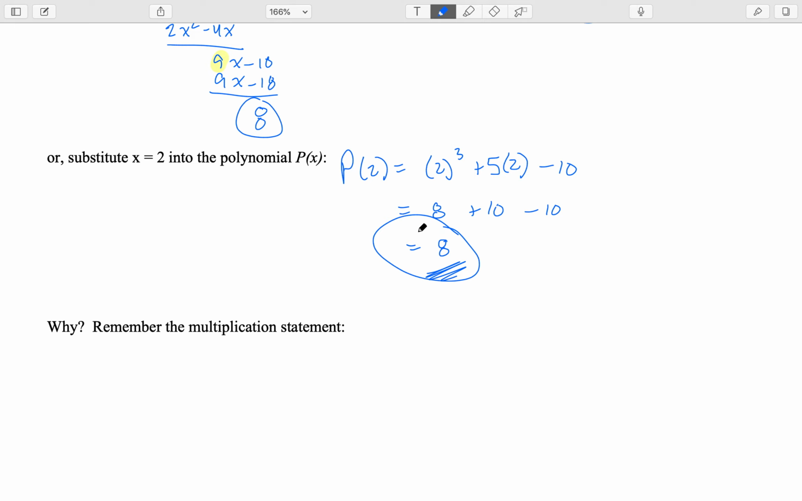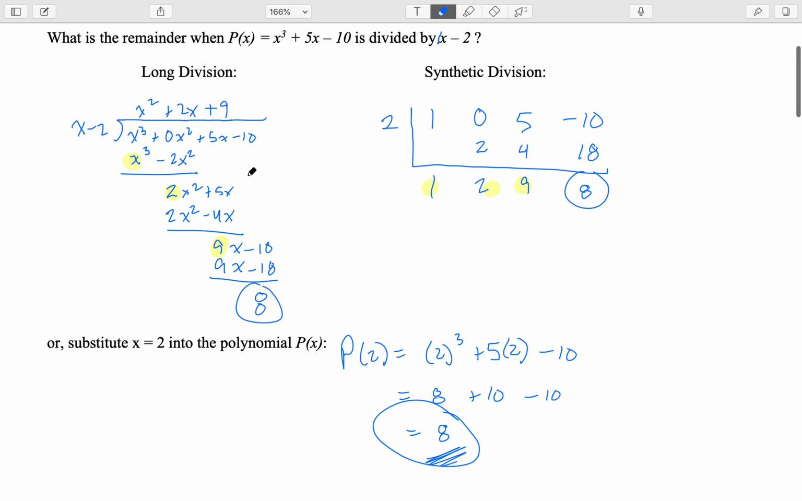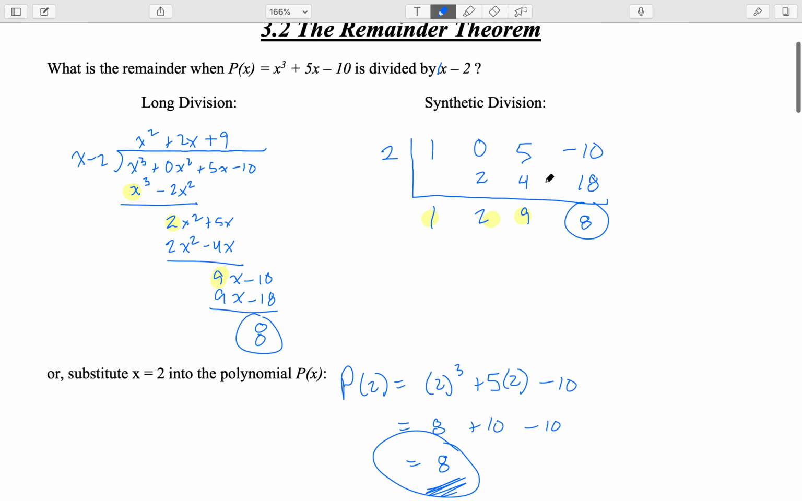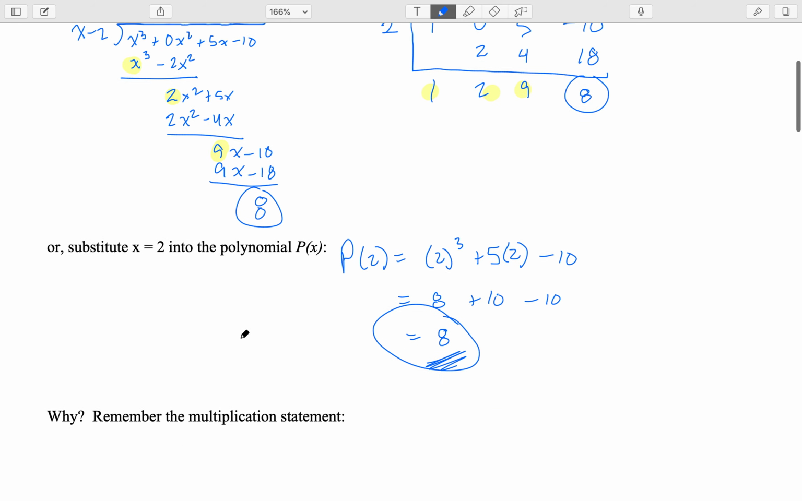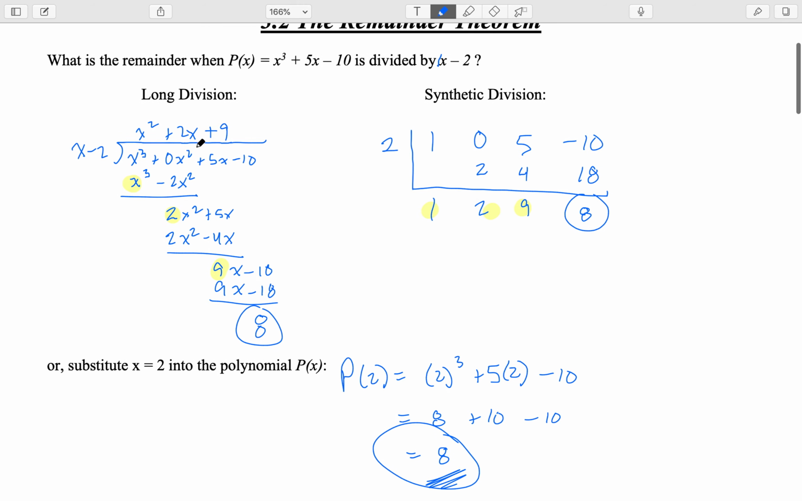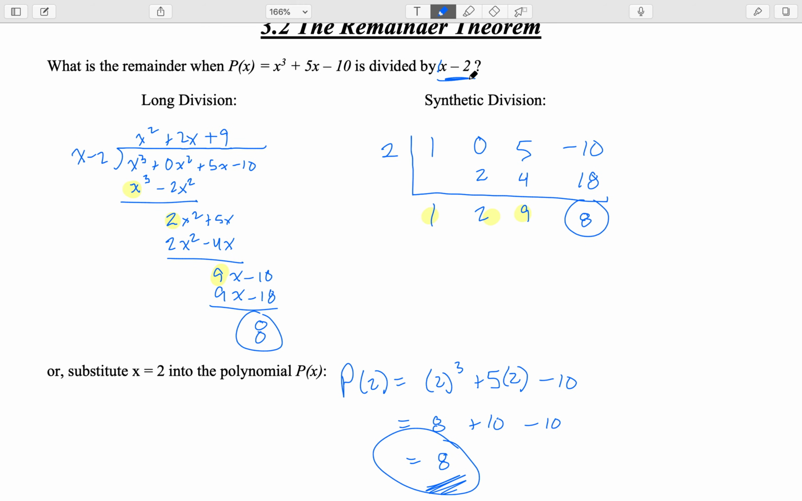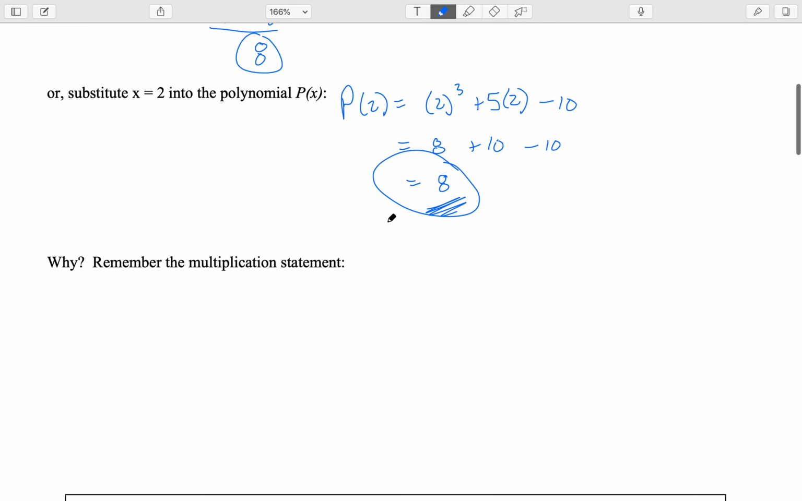Why? This is a shortcut. Instead of doing the long division or instead of doing synthetic division, you can go straight to the remainder if you plug in the opposite number. What? Hang on. It was being divided by x minus 2, right? X minus a is usually the way they write it. I didn't plug in minus 2. I plugged in positive. I plugged in the opposite.